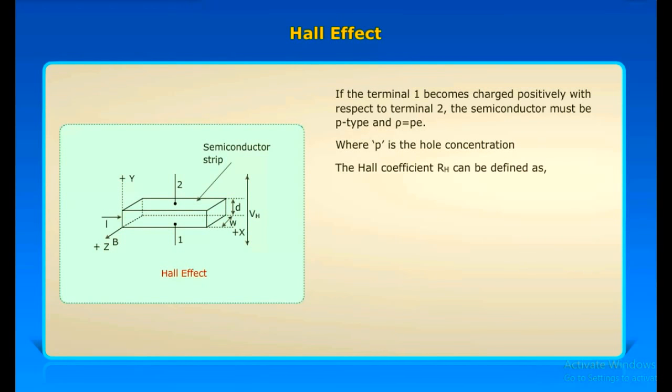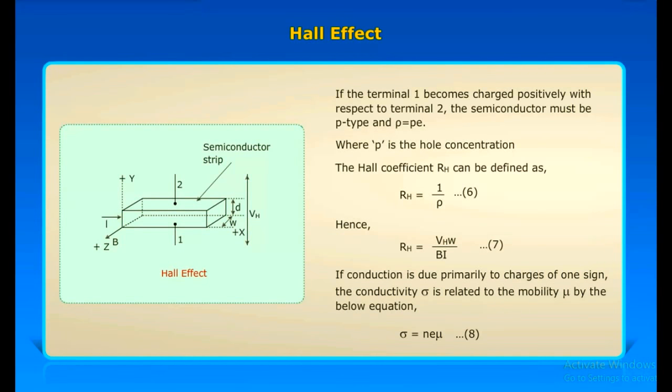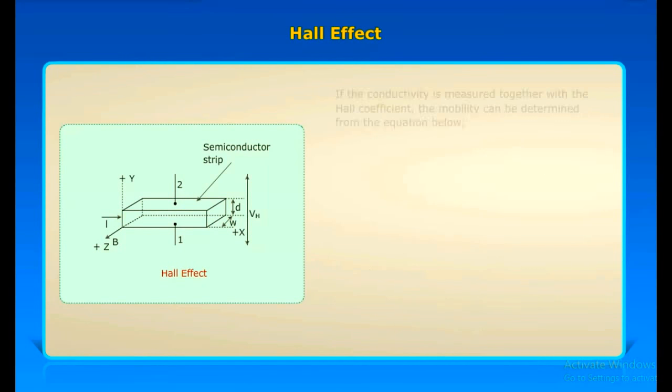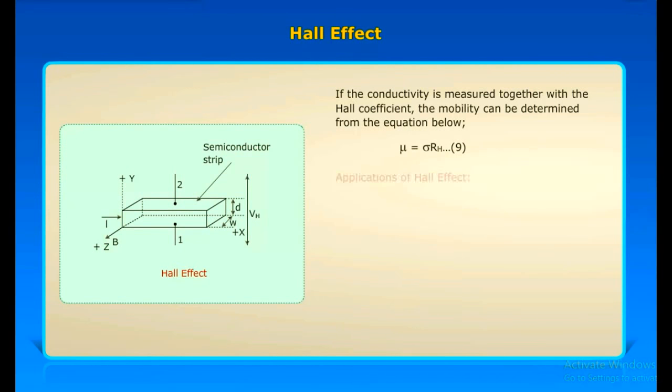The Hall coefficient RH can be defined as, if the conduction is due primarily to charges of one sign, the conductivity is related to the mobility by the below equation. If the conductivity is measured together with the Hall coefficient, the mobility can be determined from the equation below.